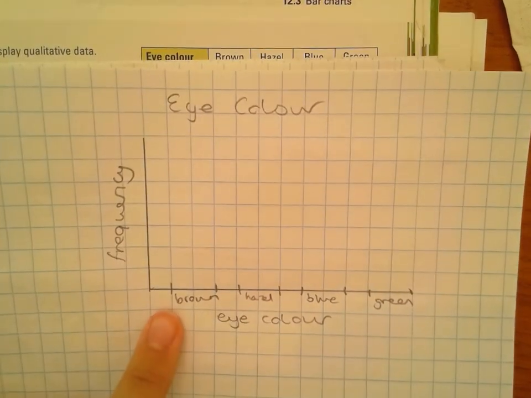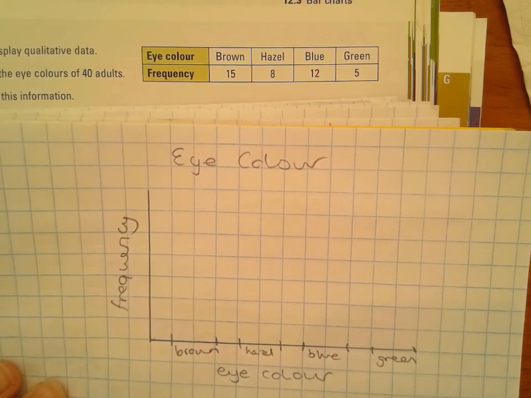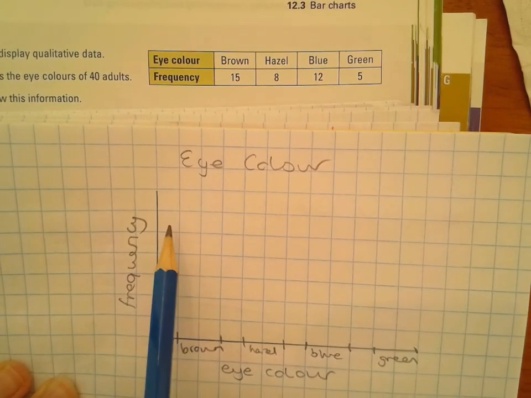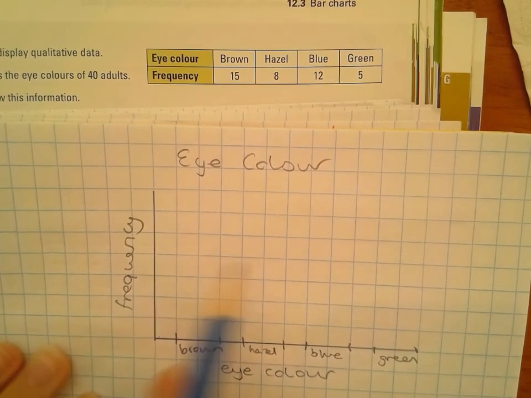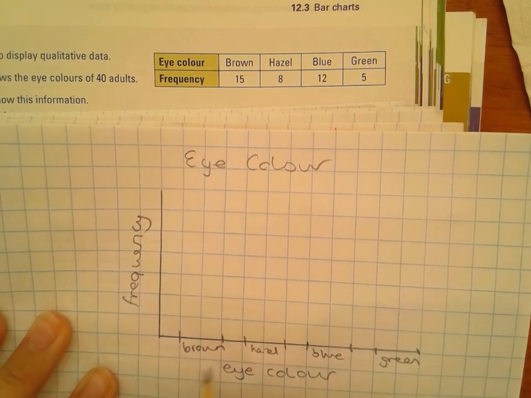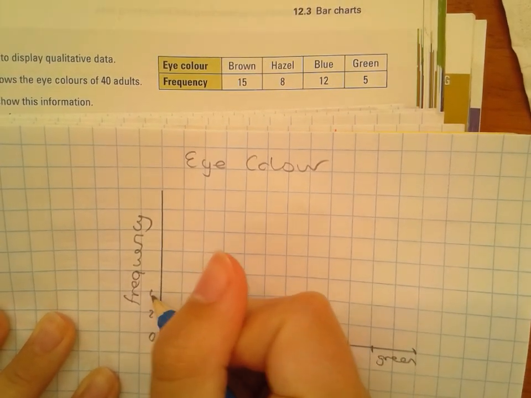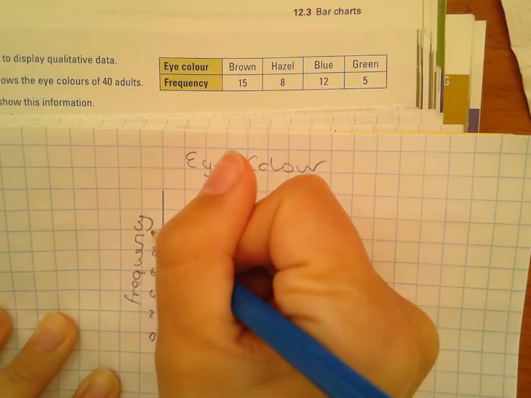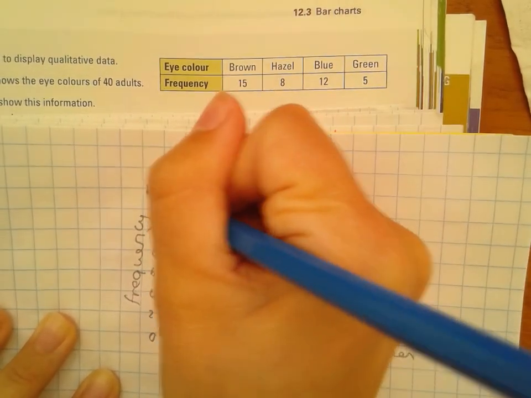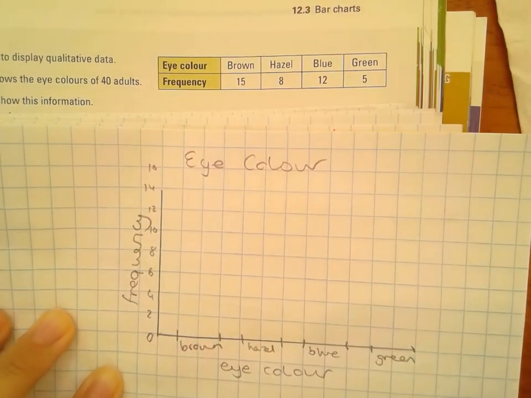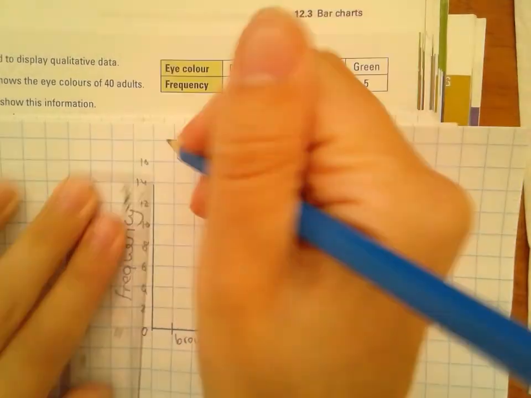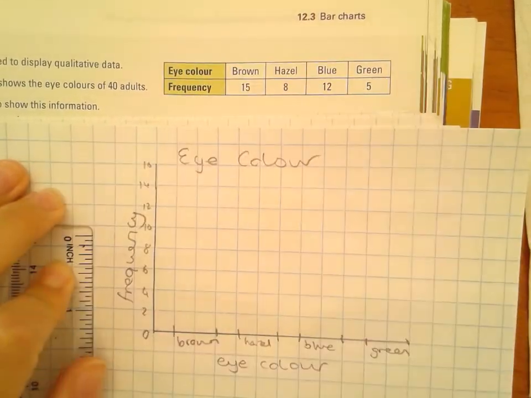My frequency, I can see, is going to have to go all the way up to 15. So what I could do is go up in 2s. That's 0, 2, 4, 6, 8, 10, 12, 14, 16. So I just need to make my y-axis go up a little bit taller, and then I can get all the way to 15 in there.